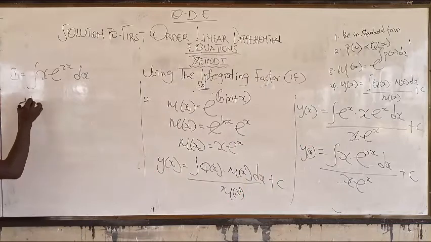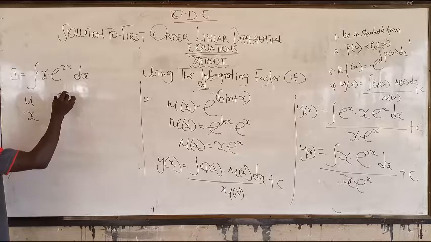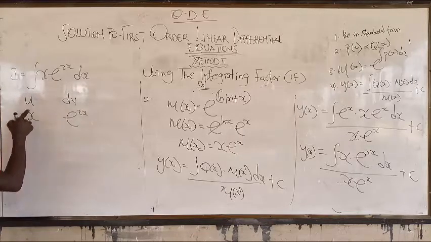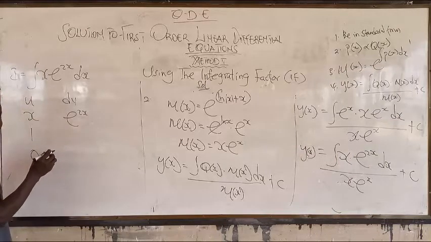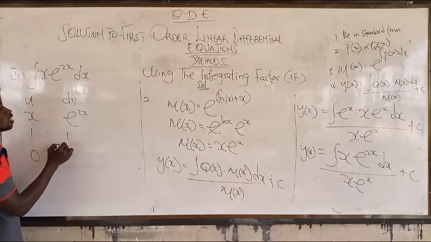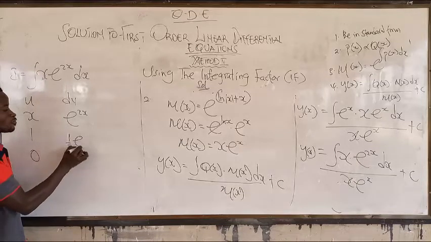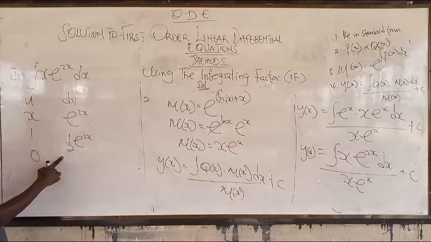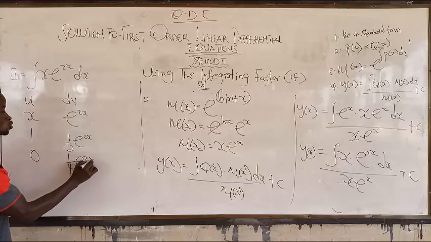We set u to be x. Then we set dv to be e raised to the power 2x. Differentiate this, you get 1. Differentiate this, you get 0. Alright? This is the easiest one. Integrate this, you get half e raised to the power 2x. Integrate this, you get 1 over 4 e raised to the power 2x, alright?